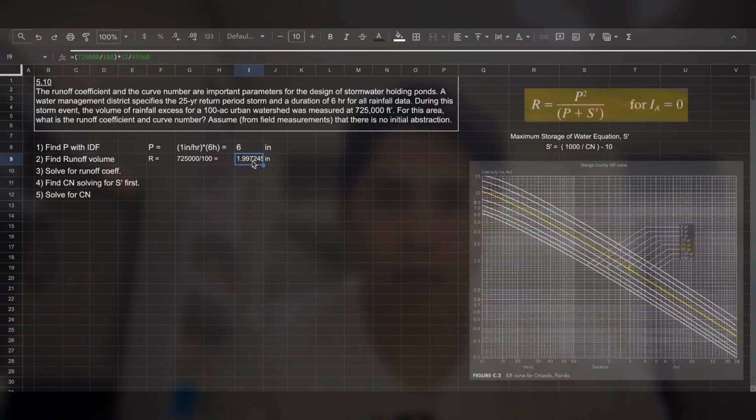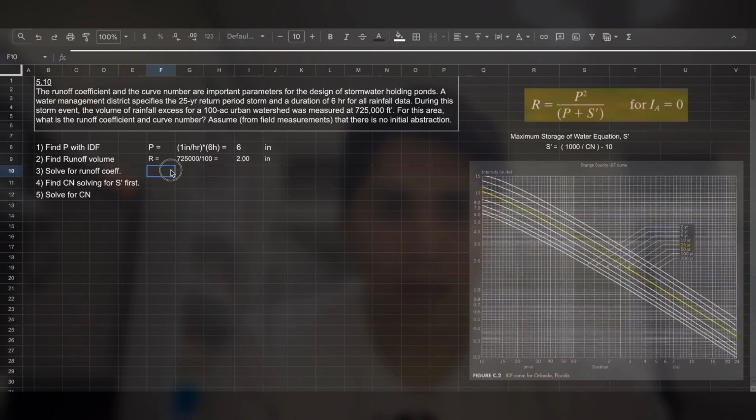You can double check this work on your own, which is 1.99, about 2 inches. So we get 6 inches of precipitation, and out of all that volume of water or precipitation, 2 inches are runoff, which means 4 inches actually stay in the watershed. They either infiltrated, they did not run off the watershed.